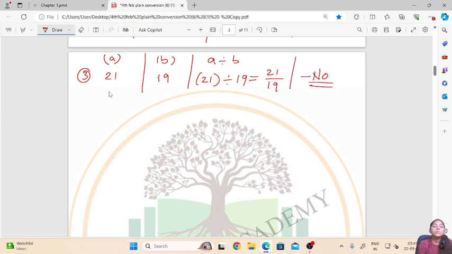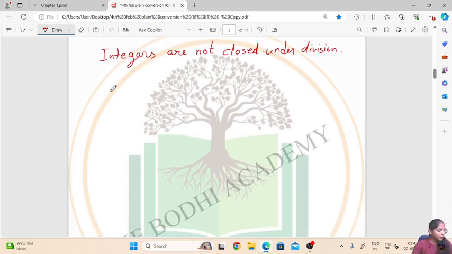So this proves that we have verified that integers are not closed under division. Then the next property that we have, the second property, is the commutative property.